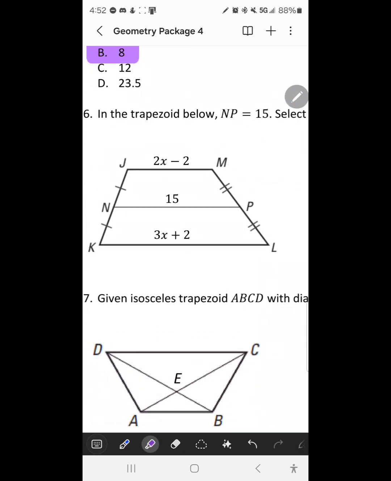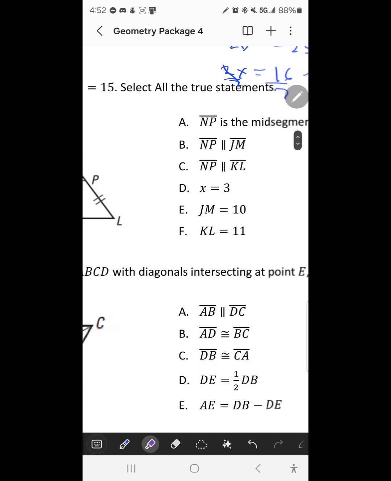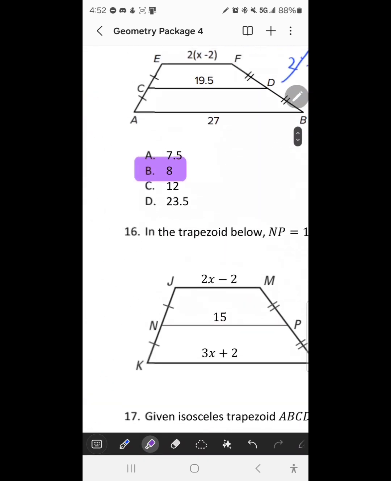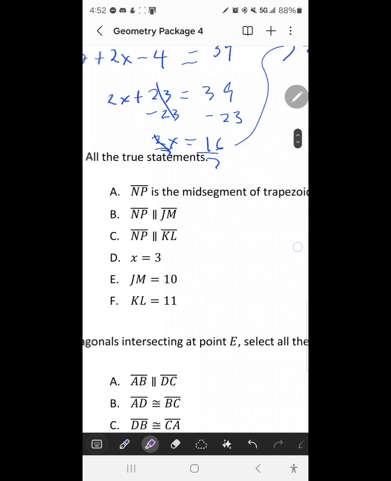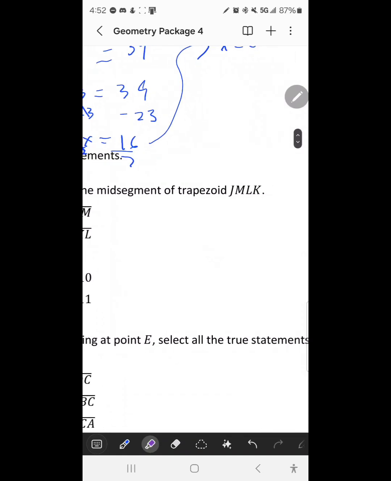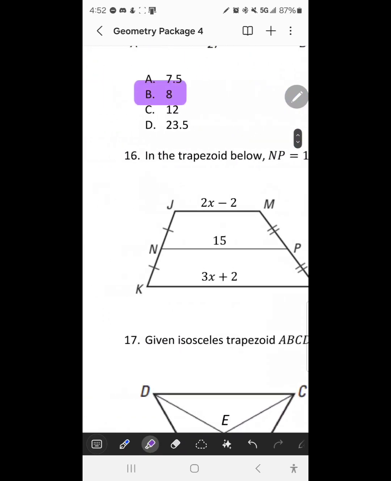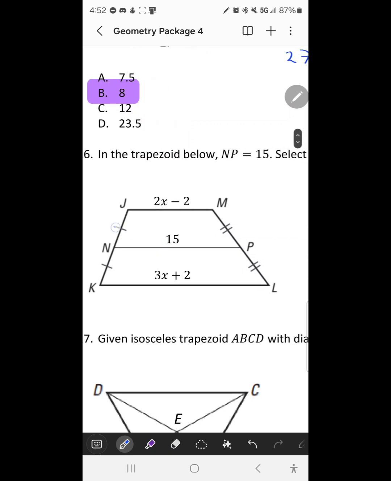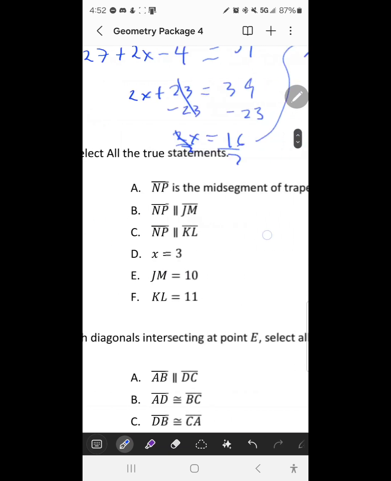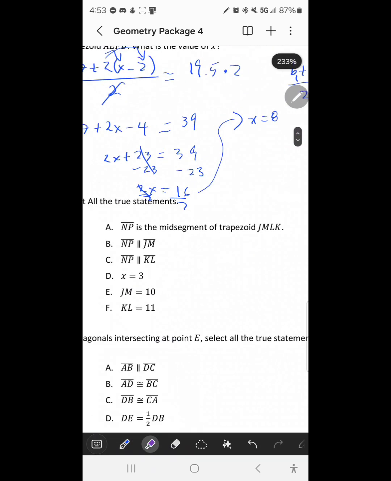Now, in the trapezoid below, NP equal 15. Select all true statements. Okay. NP is the midsegment of trapezoid JMLQ. That's true because the midsegment divides the two sides in equal parts, and they just put it here, and these two equal these two. So yes, it is the midsegment because it divides the two sides in equal parts.